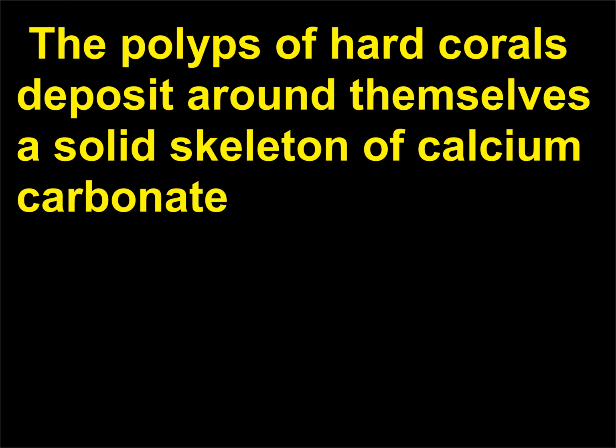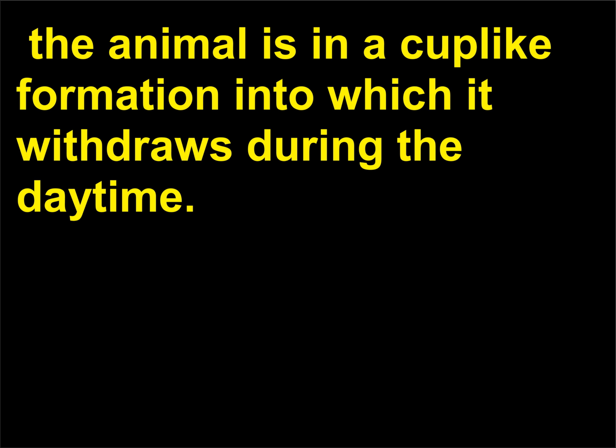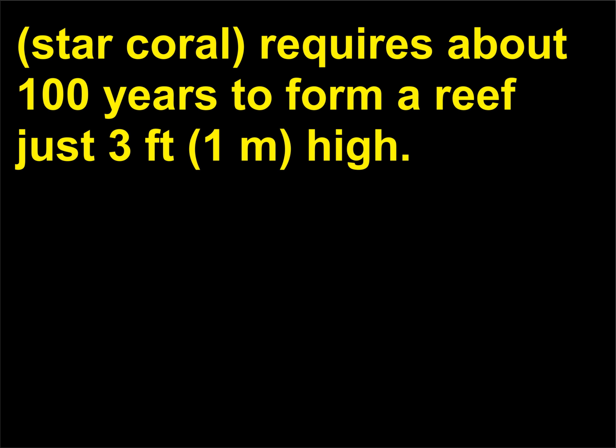The polyps of hard corals deposit around themselves a solid skeleton of calcium carbonate, chalk, so most swimmers see only the skeleton of the coral. The animal is in a cup-like formation into which it withdraws during the daytime. The major reef builder in Florida and Caribbean waters, Montastraea annularis, star coral, requires about 100 years to form a reef just 3 feet (1 meter) high.